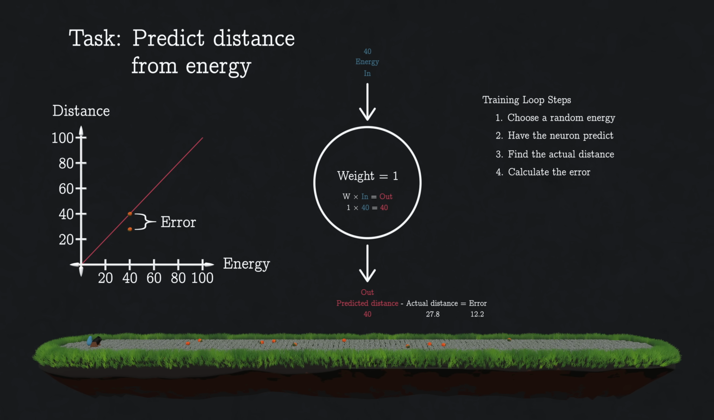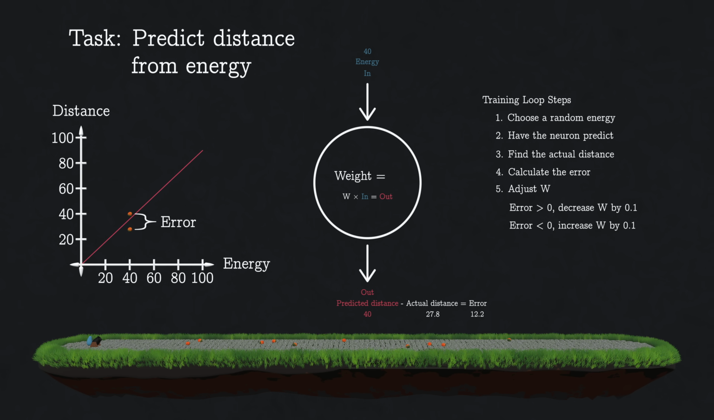So we've done the trial and we found the error. Now, lastly, we need to do that key part where we make an adjustment based on the error. If the error is a positive number, the prediction was too high, so the weight should have been smaller and we can adjust it downward. And if the error is negative, the weight should have been bigger, so we can adjust it upward. And for now, we'll adjust by 0.1. So let's let this process run for a bit.